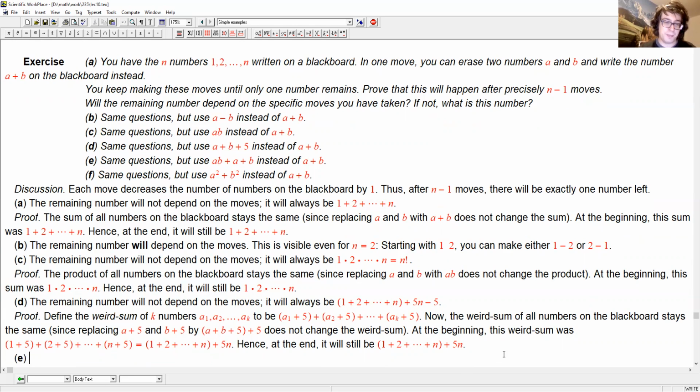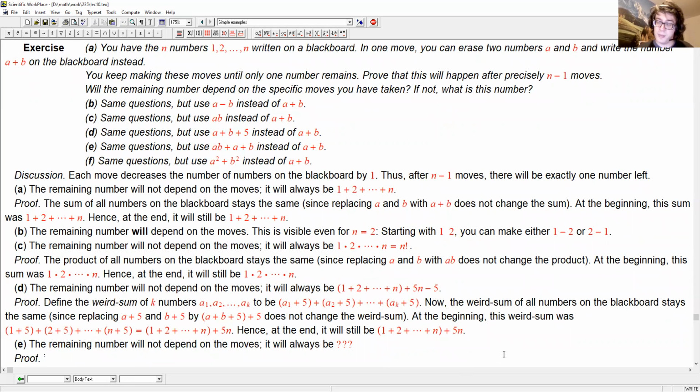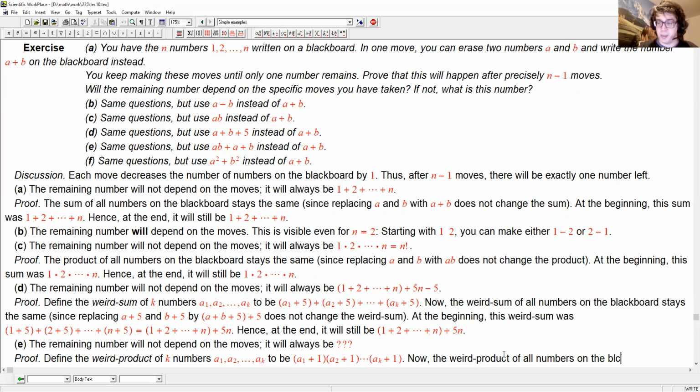Now, part E, I claim that again, the remaining number will not depend on the moves. So what will it be? And again, you can stop here if you want to think about it. Let me move on with the answer. The invariant now, I'm going to call it the weird product. Define the weird product of k numbers to be a1 plus 1, a2 plus 1, and so on, ak plus 1. So I multiply them, but first I add 1 to each of them, and only then I multiply. Now I claim that the weird product of all numbers on the blackboard does not change.